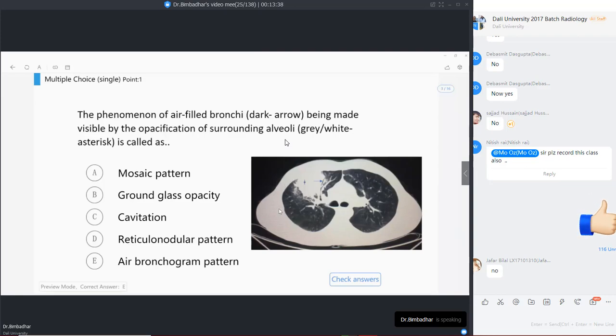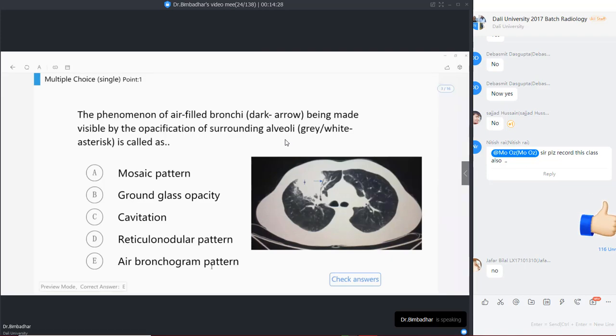Cavitation has to have a thin wall and a hypodensity present within it, which is a characteristic feature of most tuberculosis patients. So it is not cavitation. Cavitation is confined and does not have bronchi involved. A reticulonodular pattern is a characteristic feature of interstitial lung diseases, showing dots and lines. If somebody chose reticulonodular pattern here, it is not that, because it does not form a homogeneous hyperdensity. So the only option left is air bronchogram pattern.